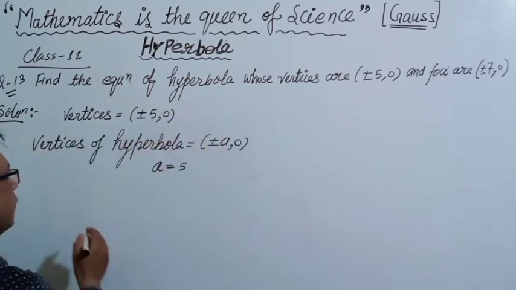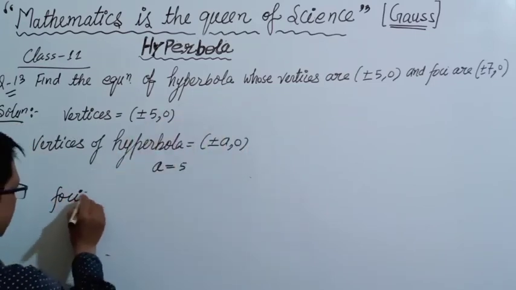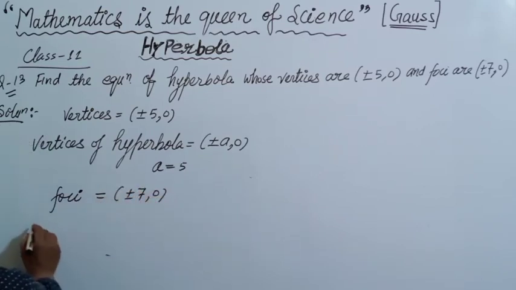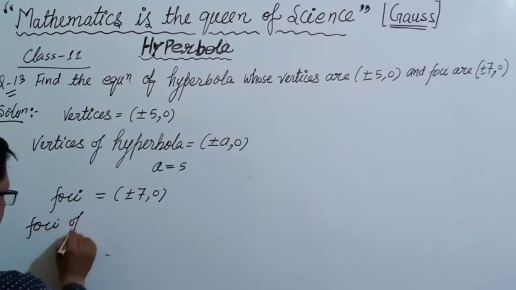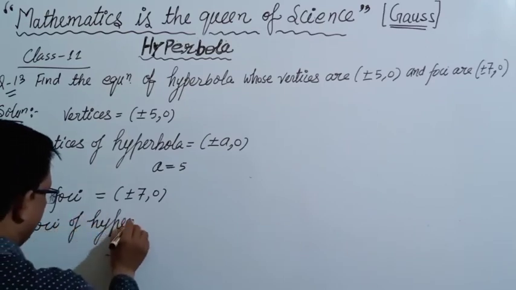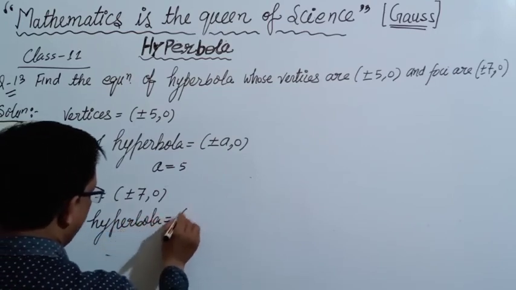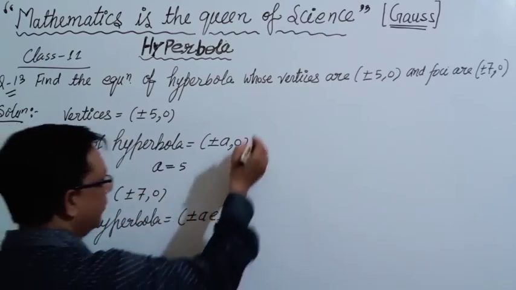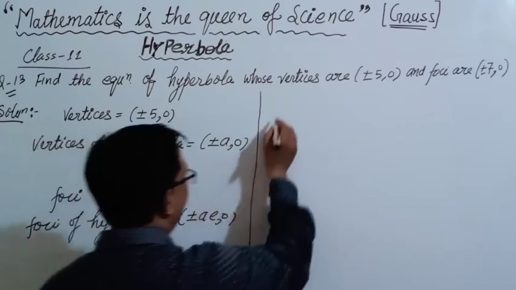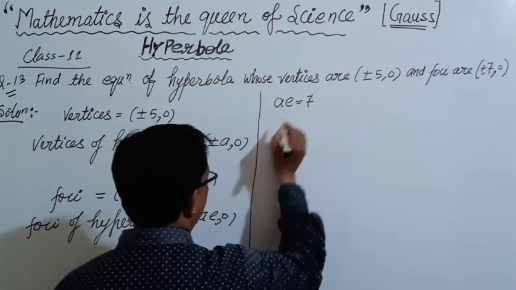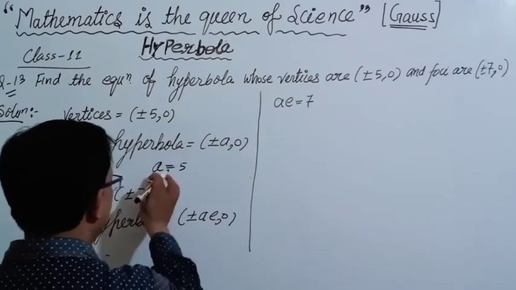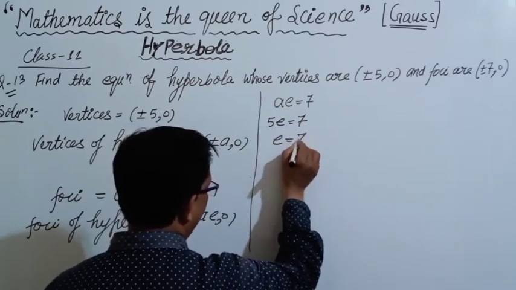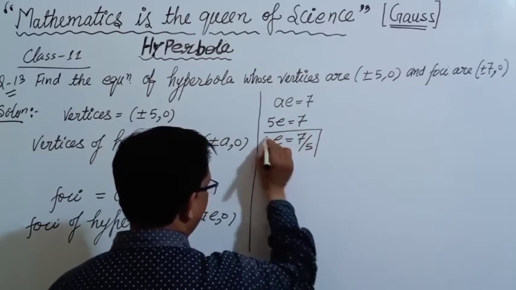Now the second thing is the foci are plus minus 7 comma 0, and the foci of a hyperbola are plus minus ae comma 0. If we compare these two, we get ae is equal to 7. Now we substitute the value of a here. So 5e is equal to 7. Now e is equal to 7 upon 5. This is your eccentricity.